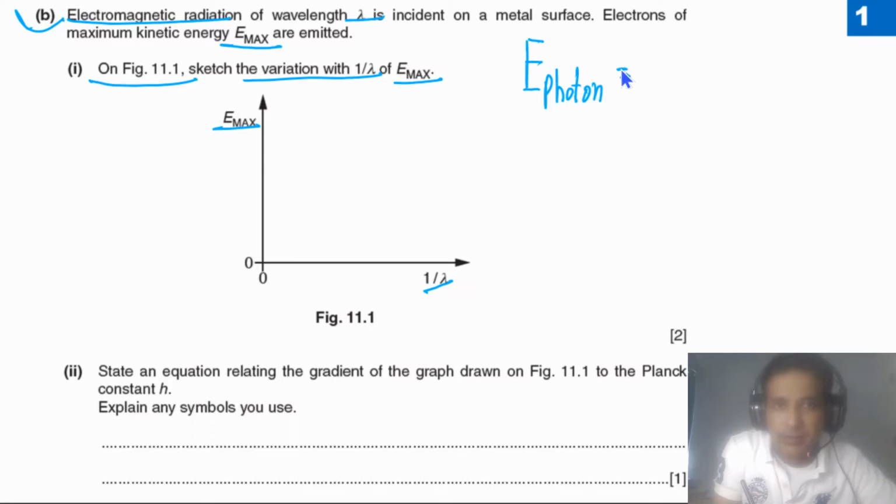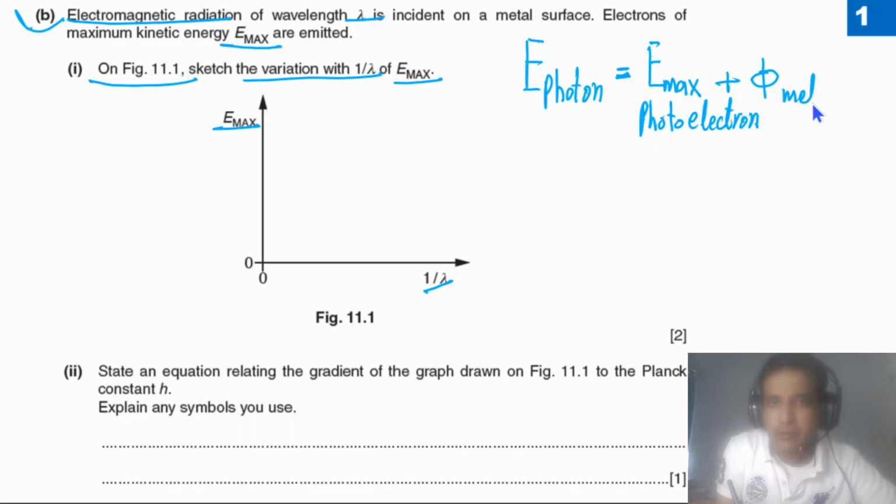This will be distributed between kinetic energy max, I can simply write Emax. So this is the kinetic energy max of photoelectrons, meaning the electrons emitted due to the photoelectric effect, plus work function of metal. It depends on the metal. If the metal changes, the work function will change.